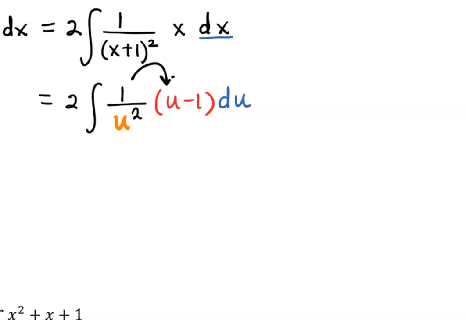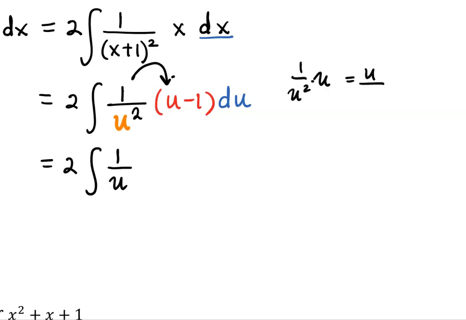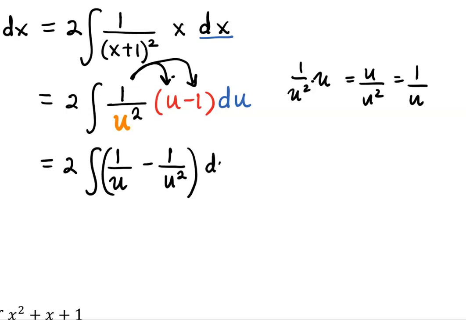I'm going to do my distributing in here. So I am left with a 2 out in front. I'm going to take the 1 over u squared and multiply it by the u, which will leave me with a 1 over u. Just real quick, I did 1 over u squared times u, which is u over u squared, and then one of the u's cancels to give me 1 over u. And then I'm going to take the 1 over u squared and multiply it by negative 1, so I'm left with a negative 1 over u squared. So we have this. We still have the du at the end.